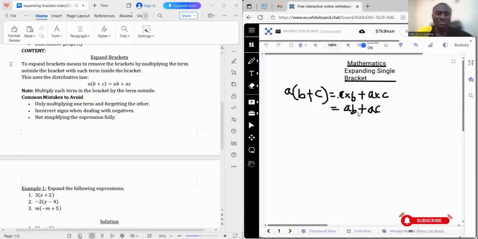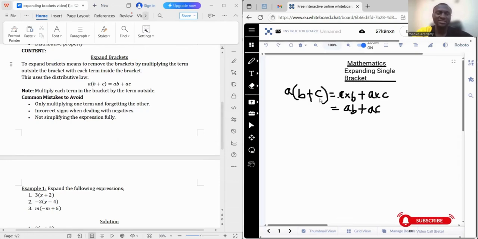The common mistakes to avoid are these. Number one, only multiplying one term and forgetting the other. That is, only multiplying A with B and forgetting to multiply with the C here. So that's one of the common errors we do have while expanding brackets, which you need to take note of.